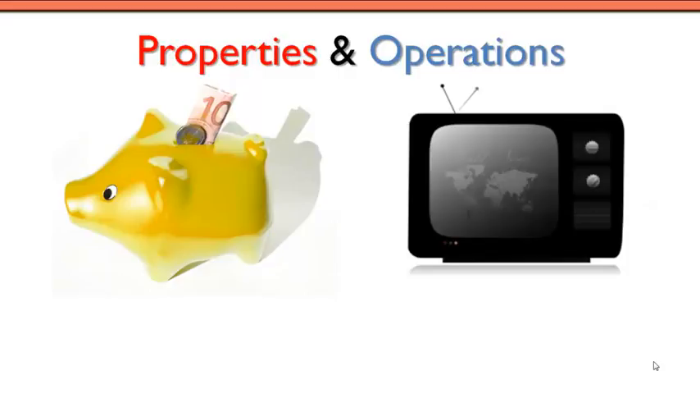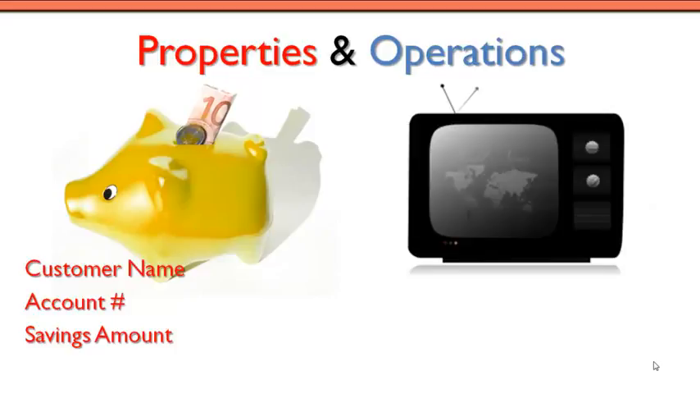So we're going to look at two different examples here, one dealing with a bank account and the other dealing with a television, and how we can actually model these particular things in terms of defining a user-defined type in terms of its properties and operations. So we'll first take the bank account. With the bank account, there are a lot of properties that we can associate with it. One would be the customer's name, maybe their account number, the amount that they have in savings, the amount that they have in checking. So these are all properties that we associate with a particular bank account.